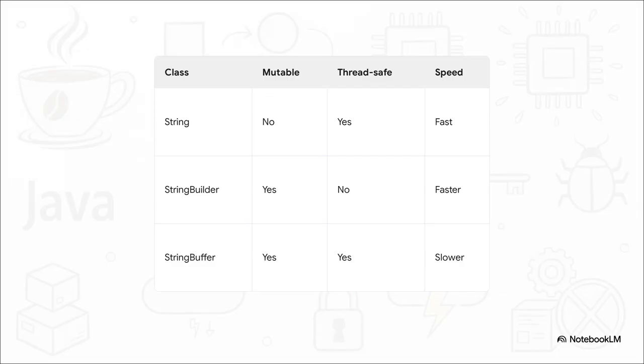Okay, but what if you do need to constantly manipulate text? Creating a brand new, immutable string every single time is going to be incredibly inefficient. That's when you bring in the heavy hitters. You've got String Builder, which is mutable and blazing fast, but it's not thread safe. And then you have String Buffer, which is mutable and thread safe, but that extra safety makes it a bit slower. The interviewer wants to see that you can pick the perfect tool for your specific performance scenario.